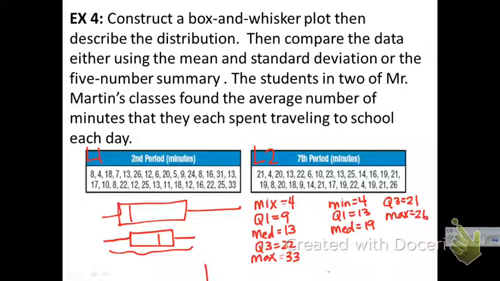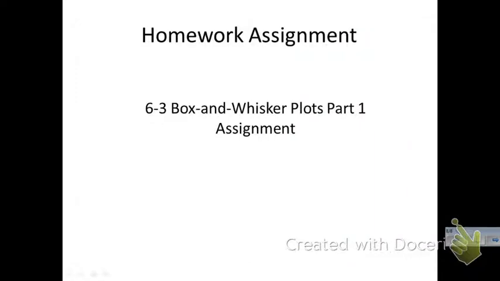So when you go to compare, I will ask you to write something right here. It says compare. When you go to compare them, I'll ask you to write what you found out by comparing them. Here we would write the 7th period minutes are more grouped together, that they aren't as spread out, and second period the minutes are more spread out. Alright, that should help you with your 6-3 assignment part 1.